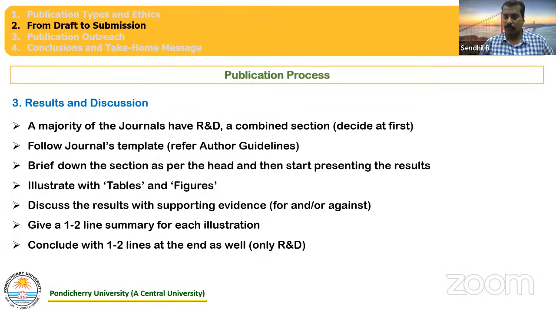These can be done in two types. One is whatever evidence favors your findings. And there might be some evidence against your findings. It should not be one-sided; that's what I'm saying in the ethics, that your research reporting should be balanced. This I already mentioned, that you have to bring a 1 or 2 line summary for each illustration, that is, figures and tables. After that, you conclude each section, and finally, while concluding the results and discussion, give 1 or 2 lines about the overall message from the results.